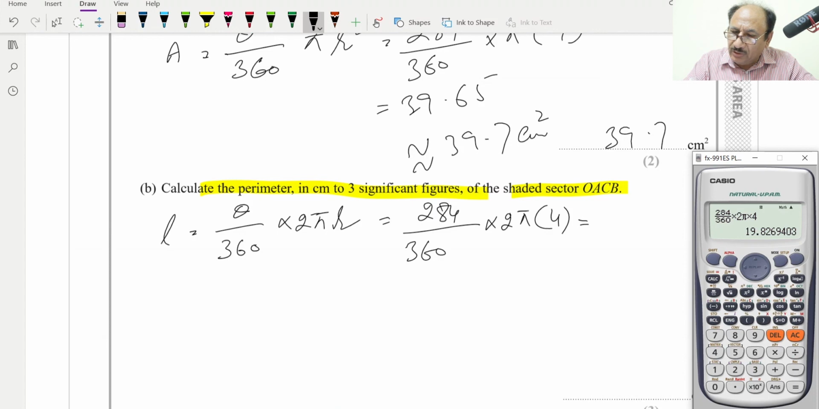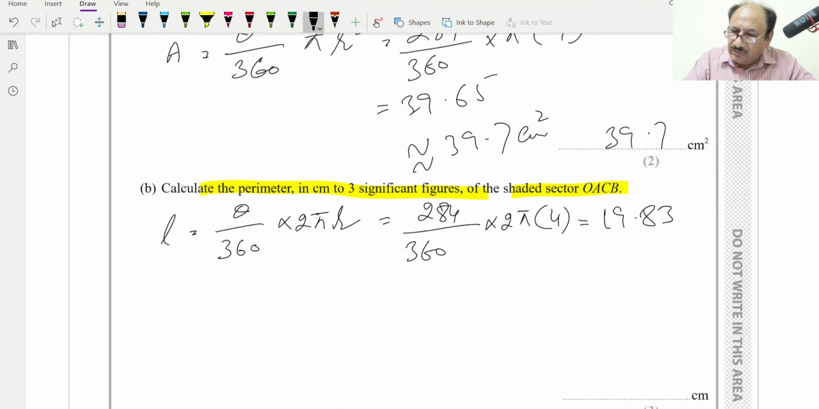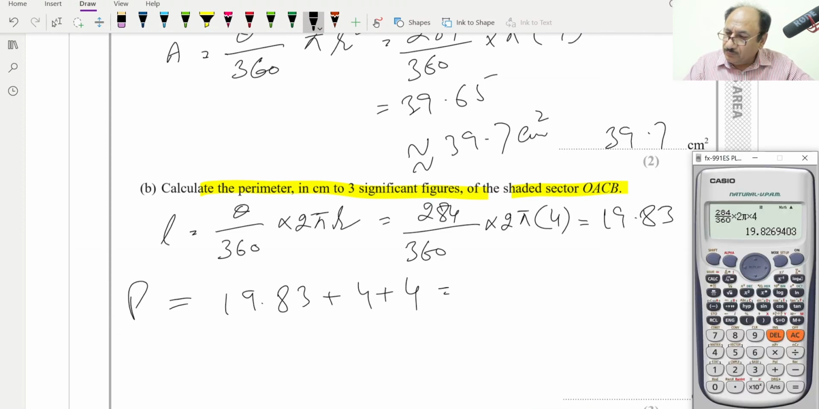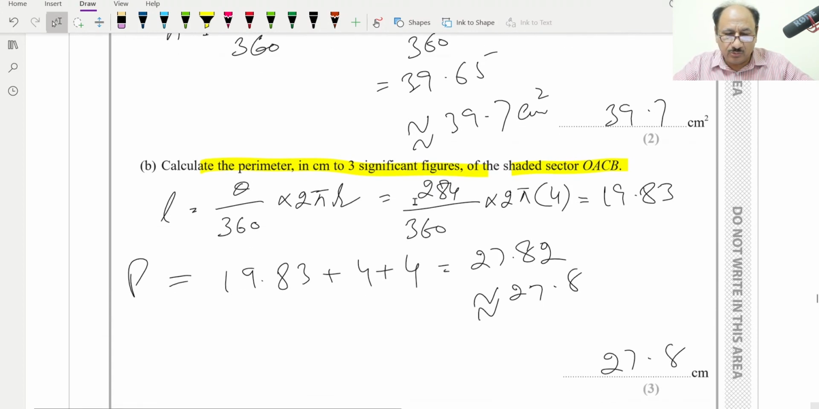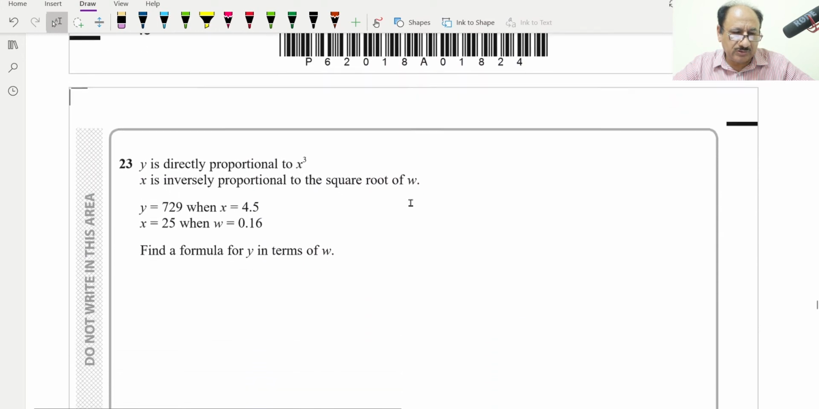This will be equal to 19.826 or 19.83, 19.83, and 19.83 plus 4 plus 4. So this will be equal to the perimeter. This plus 8 is equal to 27.82, and approximately equal to 27.8, and the answer will be 27.8 centimeters. Hopefully you understood this question as well.